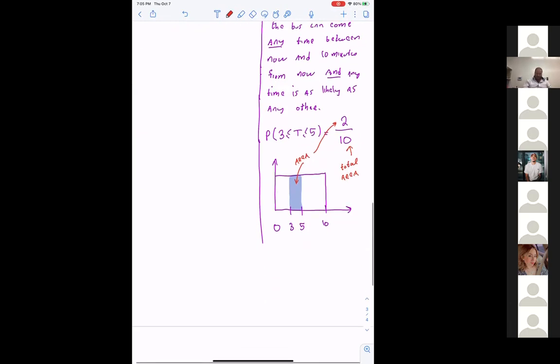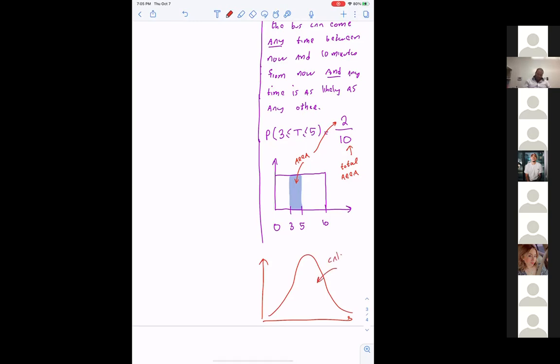But what if I have a shape that looks like this? How do I find the area under the curve of a normal curve? With an integral. Yes, there we go. Back to calculus again. Whee, calculus.